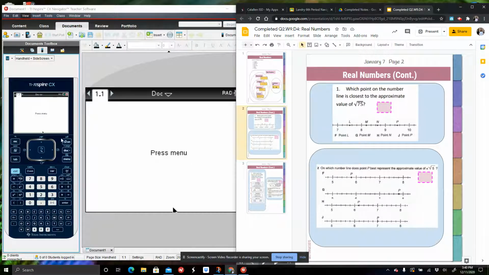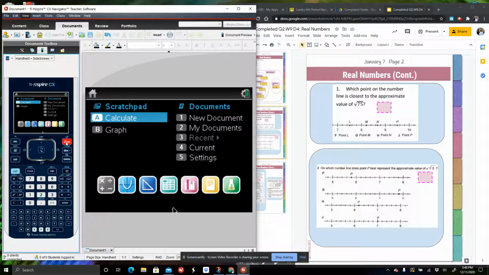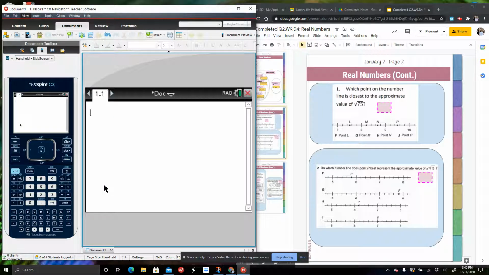So we go here to our Inspire. From the home screen, we go to the calculator app. And we're going to type in the square root. So we do Control, and then the little button right here that says x squared on it. When you press Control first and then press that button, you'll get your square root. So we have the square root, and we need to put 75 inside. So 7, 5. We're going to hit enter.